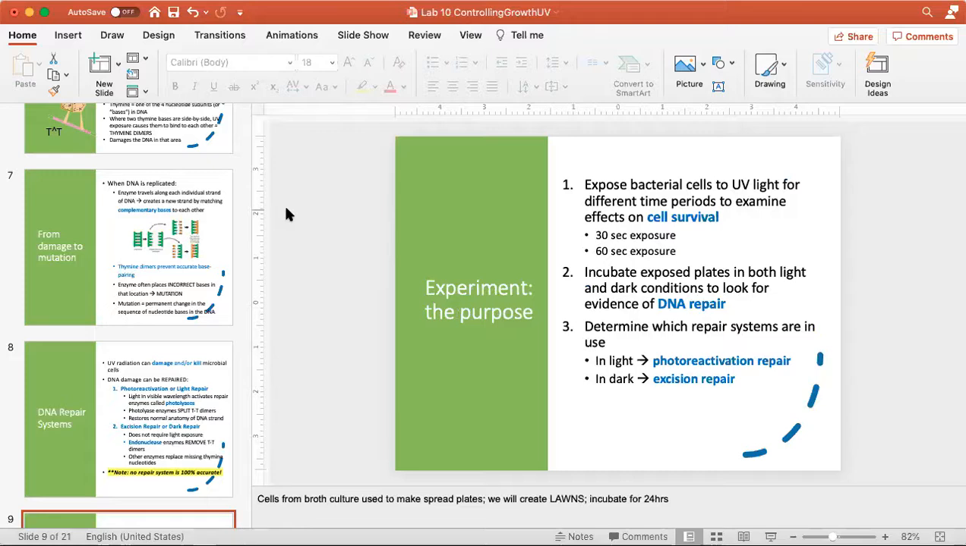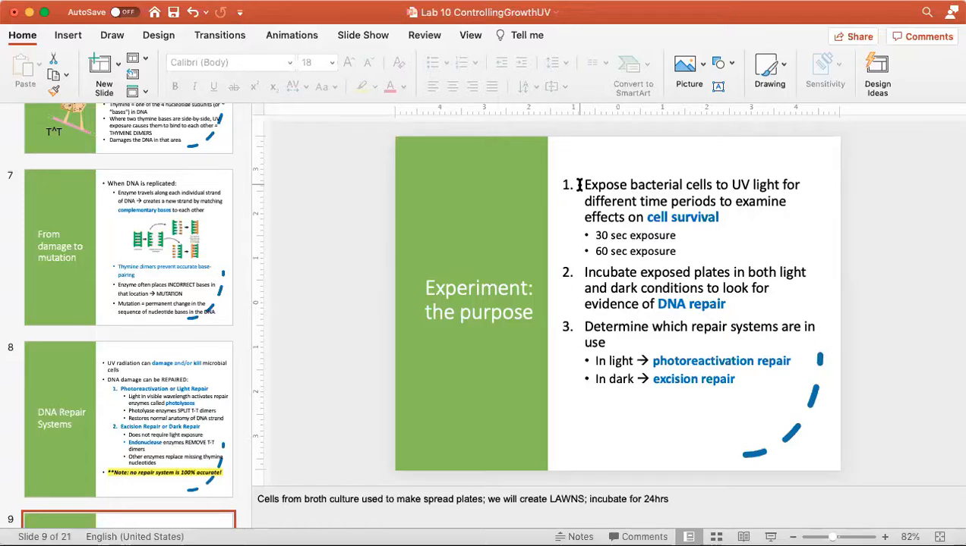So we're going to do an experiment today with a couple of different bacterial species. We're going to look to see what effects we can have on bacterial cells by exposing them to ultraviolet light. But we're not going to stop there. We're also going to incubate those cells after they've been exposed to ultraviolet in order to see if the repair mechanisms kick in. And we'll ask which repair mechanism kicks in too, by incubating some of those exposed cells in the light and some of those exposed cells in the dark.